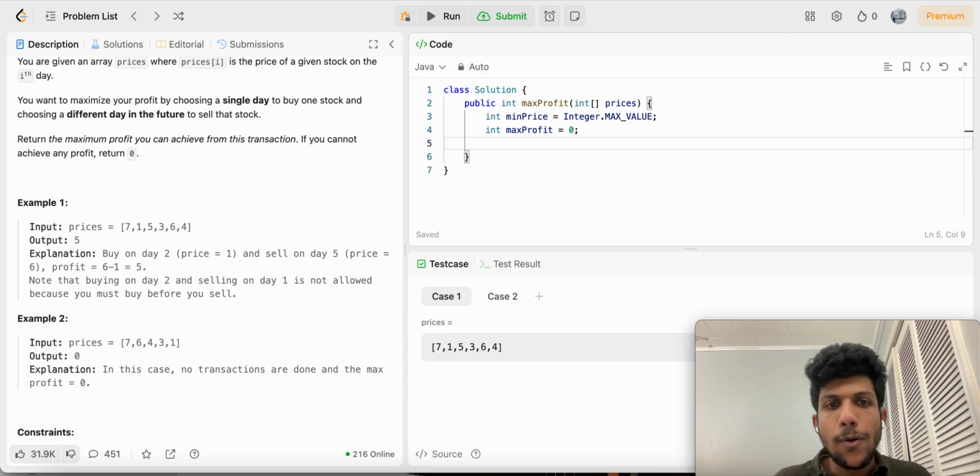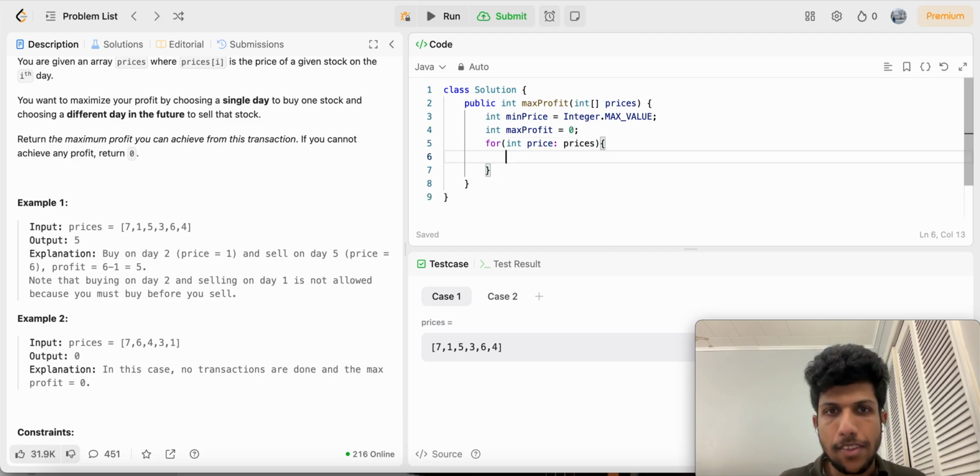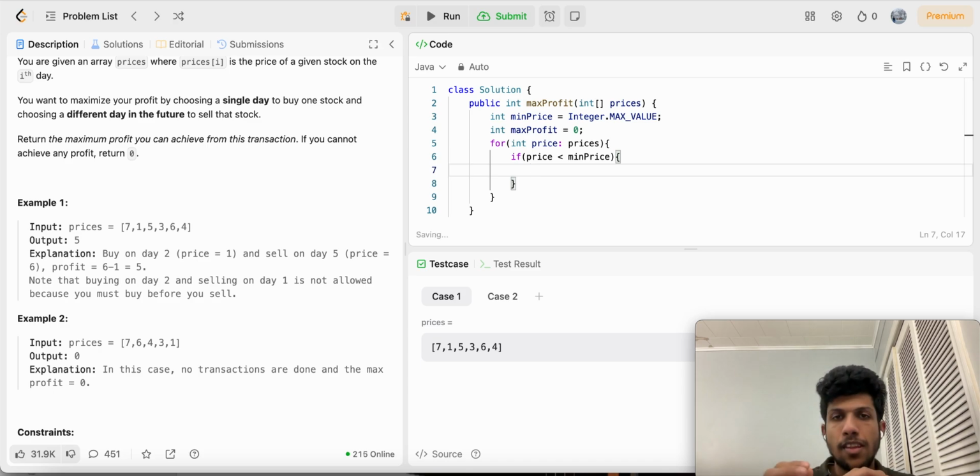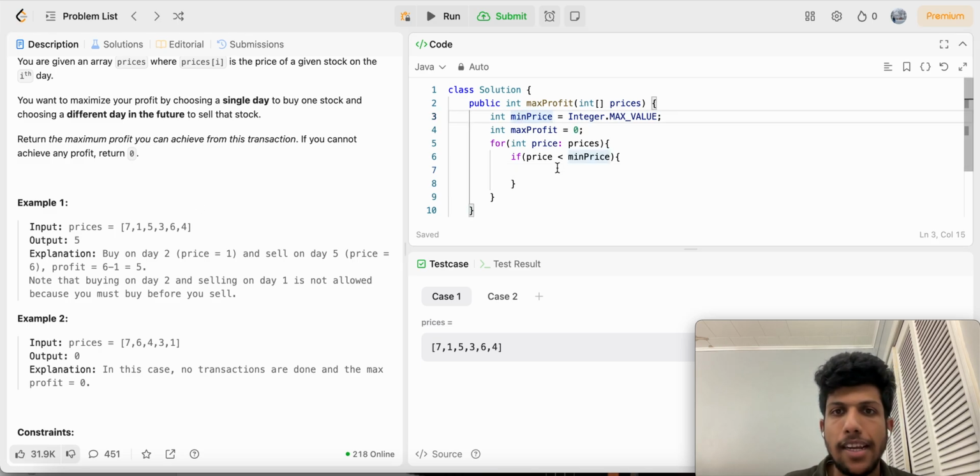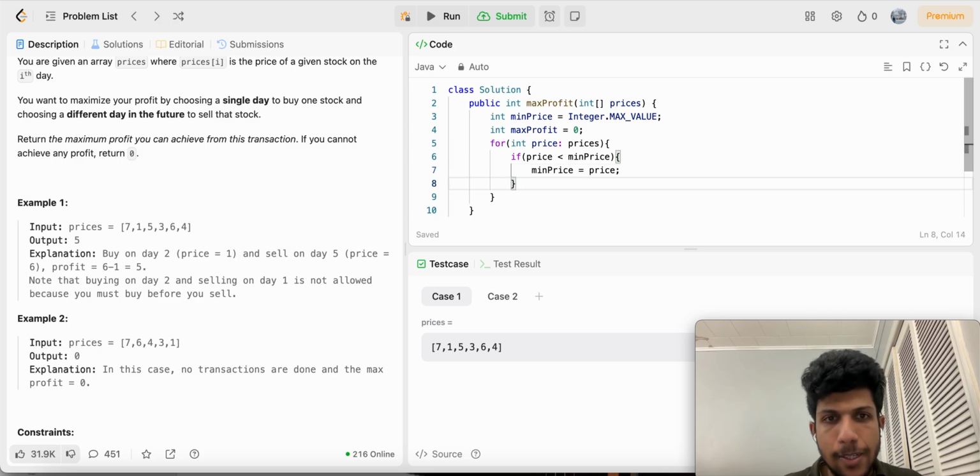Okay, now I would iterate through the array of prices, and I would update the min price if a lower price is found. So I can use a for each loop to iterate over the array. So I can take price from prices, right? And if the price is less than the minimum price, suppose if 7 is less than this minimum price, then I would update the minimum price, obviously, because then I got a new minimum price. So that would be equal to that price, right?